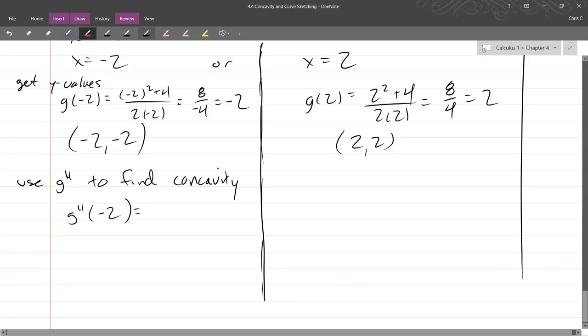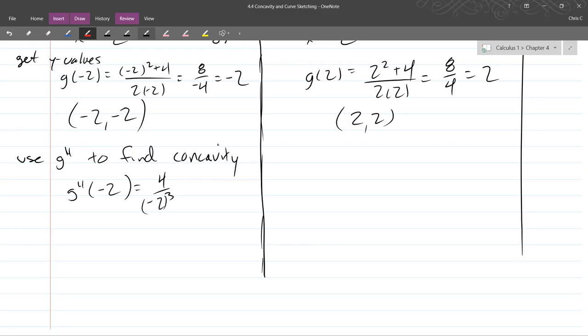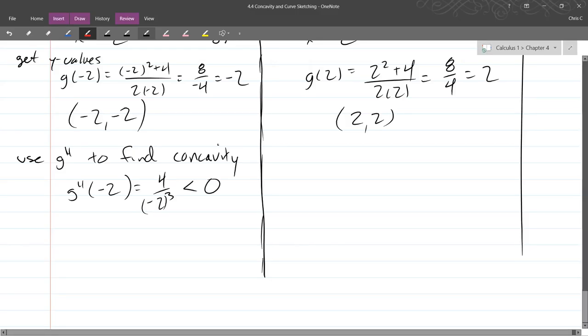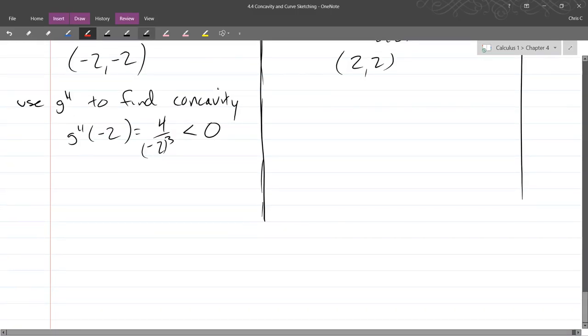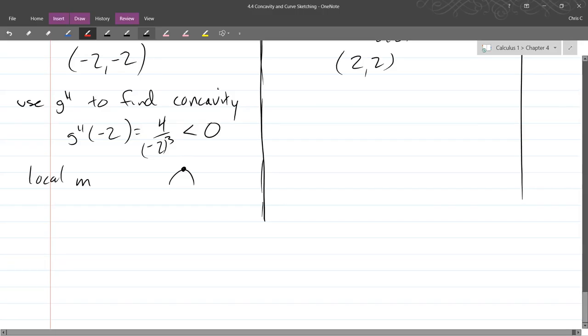All right, g double prime of negative 2 is 4 over negative 2 cubed. Now, I don't care about the exact number. I care is it positive or negative. So negative cubed is negative, and there's a positive on top. So this is less than 0. So I just wanted positive or negative. So negative, frowny face. Negative does not mean minimum. Negative means frowny face. So that is a maximum right there. So local max at negative 2, negative 2.